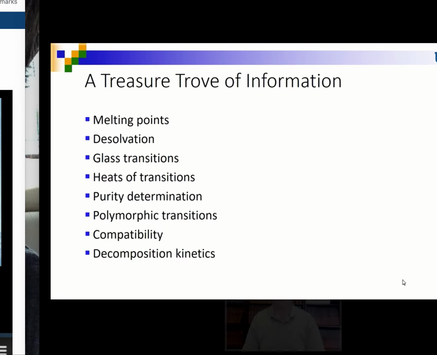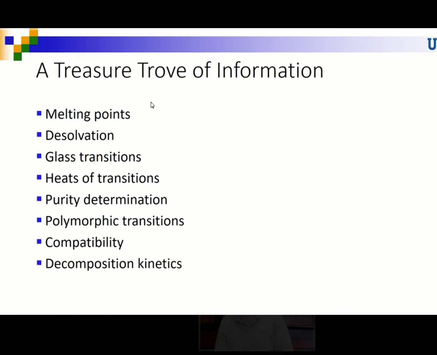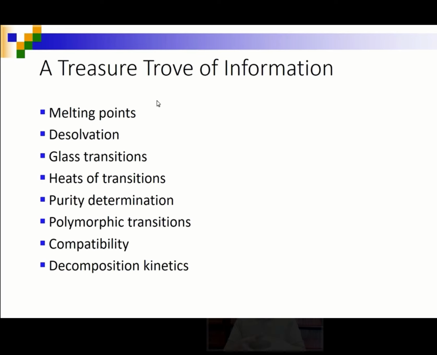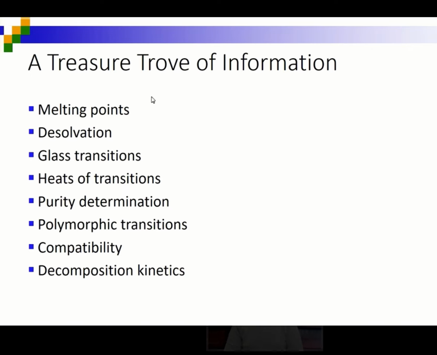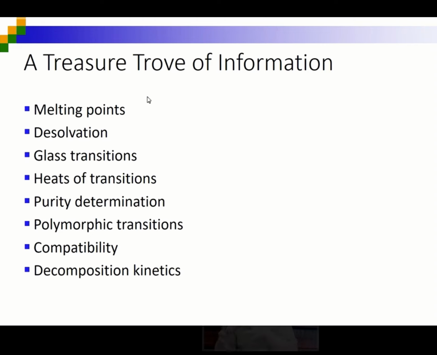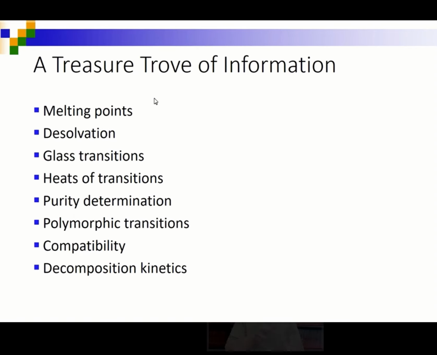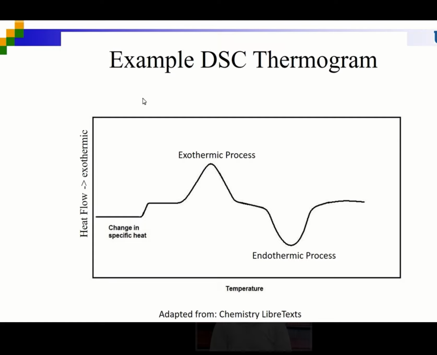We can figure out whether there is solvent trapped in those crystals through desolvation. We can look at glass transitions, which is kind of a melting point of an amorphous solid. We can look at heats of transitions, the amount of heat absorbed or released when compounds go from one state to another. We can figure out, is our compound pure? We can look at the transition from one polymorph to another. We can look at whether two compounds are compatible with each other, and we can see how quickly a compound is going to decompose. So this is an example of a readout from a DSC instrument.